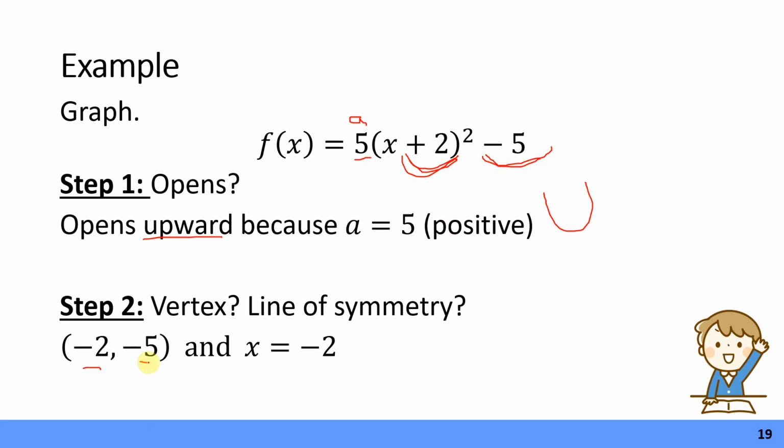Okay, hopefully you were able to understand that. So remember the vertex, because this is in vertex form, it comes straight from the function. So you grab the opposite of whatever is here, comma, whatever number is here. And now the line of symmetry is always x equals whatever value you have right here. So x equals negative 2.